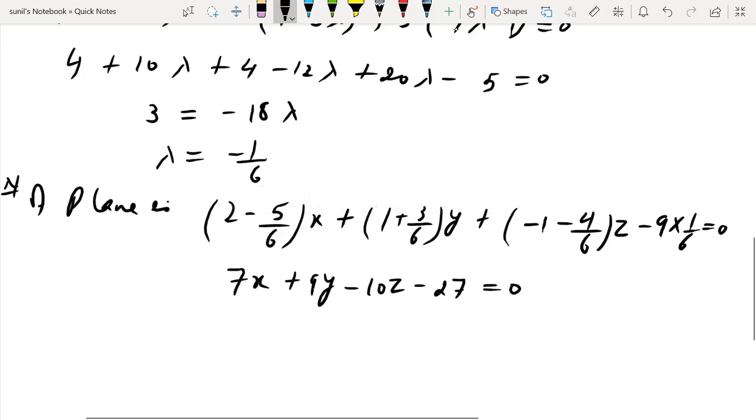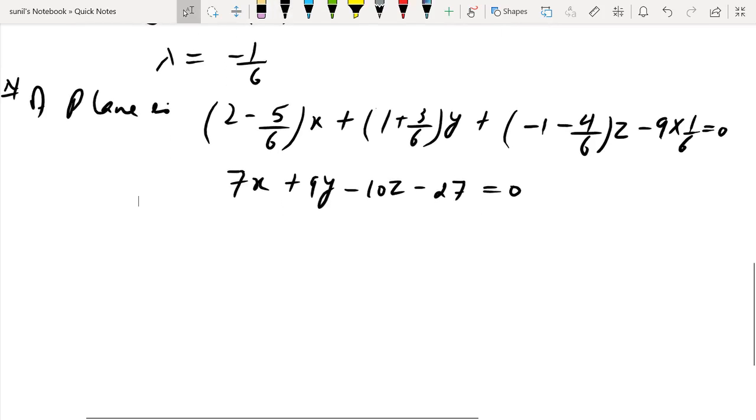Now we have a few more questions coming on line versus plane, and these questions are again very important. We are going to simplify these questions one by one, and these questions are asked frequently in the board exam. Now the question is like this. This question was asked in the 2012 board.